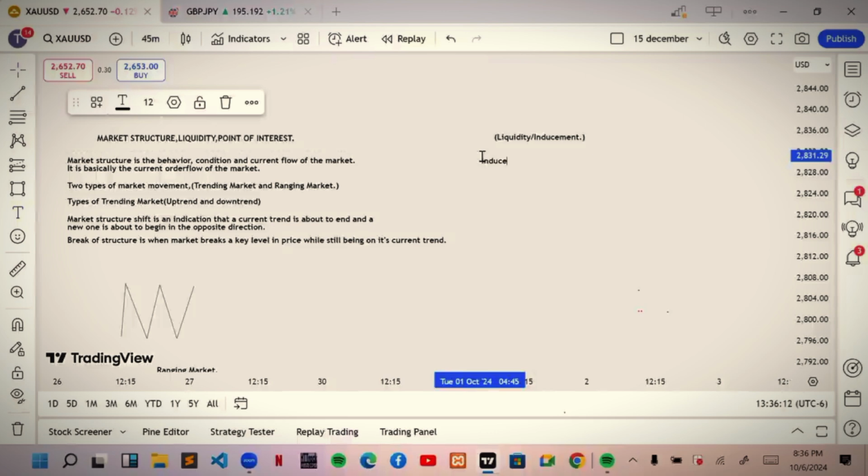So inducement is the first valid pullback the market makes. That is what my inducement is.